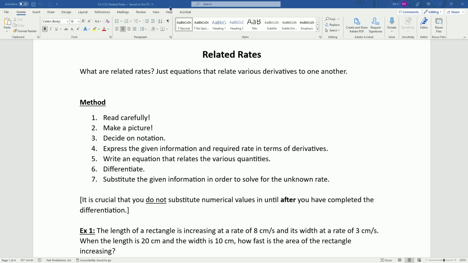Hello everybody and welcome to our video on related rates. So this is going to be a big applications section. We're going to see a lot of use of applying these concepts of derivatives to various problems. But of course we should ask ourselves, what are related rates? Well, those are just equations that relate various derivatives to one another.